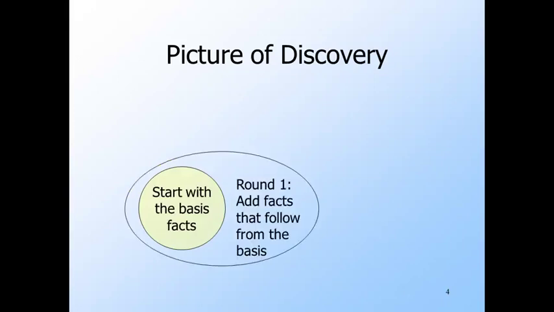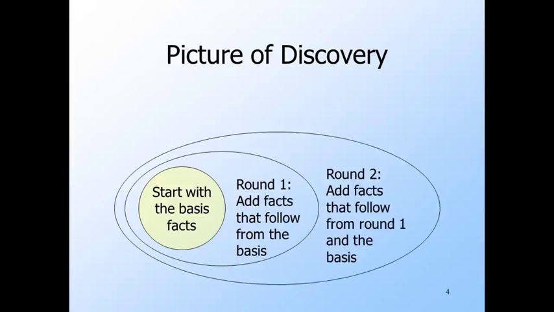Here's the image of discovery algorithms we should keep in mind. We start with some facts that you get from the basis. We expand the set of facts you know by using the basis facts. This is the first round. For the second round, we expand the set of known facts further by using both the basis facts and the facts you discovered at round 1. You keep going until at some round you have no more facts that can be discovered.